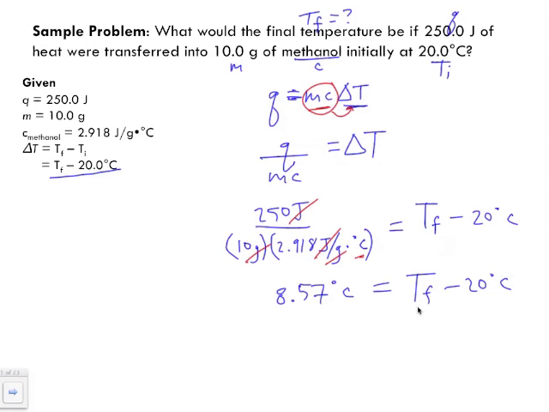So now I want to isolate for TF. TF is going to stay, and we're going to get rid of this minus 20 degrees Celsius. We're going to bring it over to this side, and when we do, it becomes plus 20 degrees Celsius. So TF is going to equal 8 point, let me redo that. My tablet's acting up.